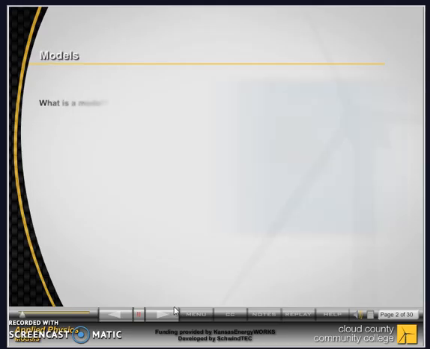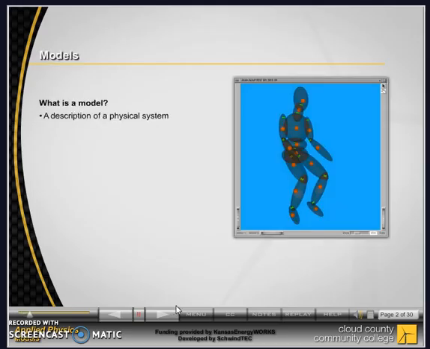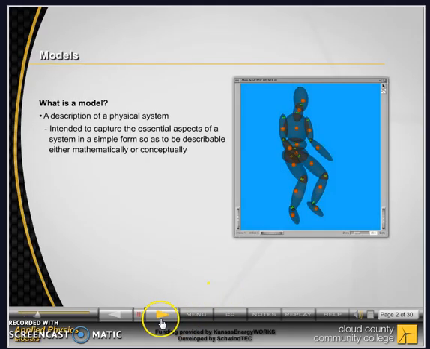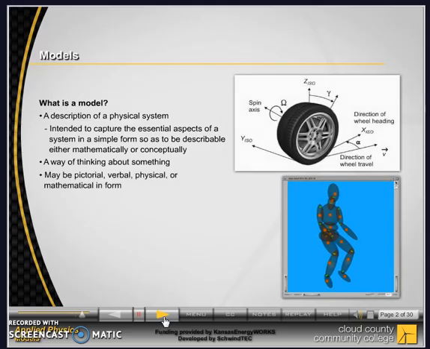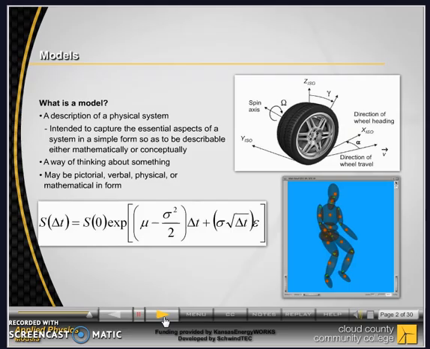What is a model? A description of a physical system intended to capture the essential aspects of a system in a simple form so as to be describable either mathematically or conceptually. A model is a way of thinking about something. It may be pictorial, verbal, physical, or mathematical in form.